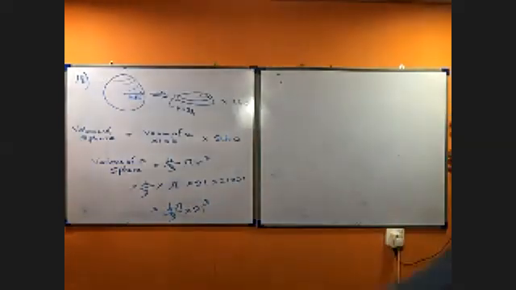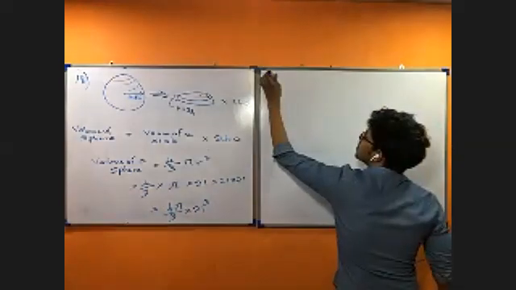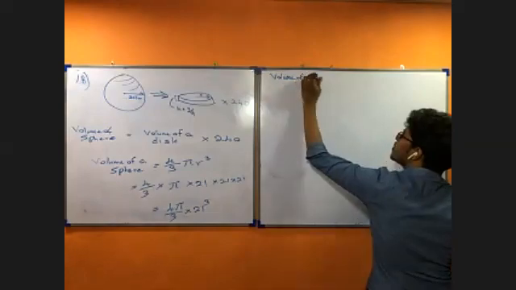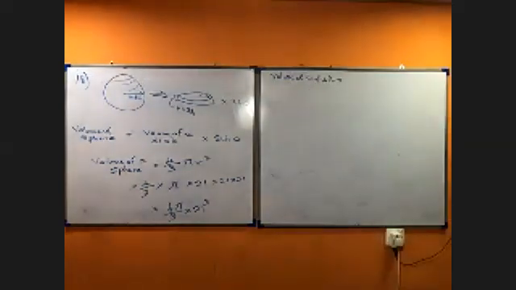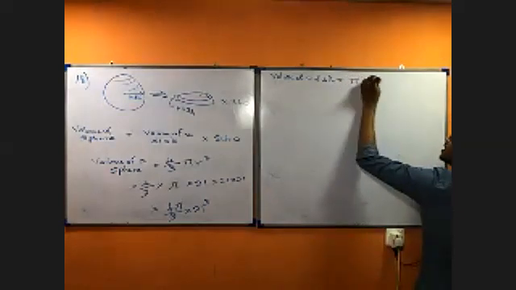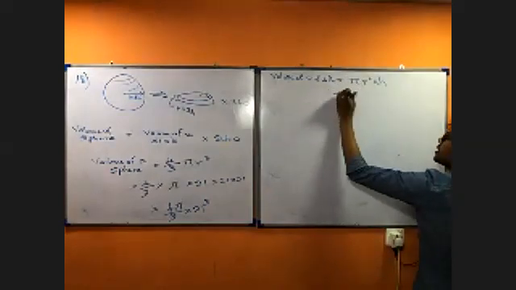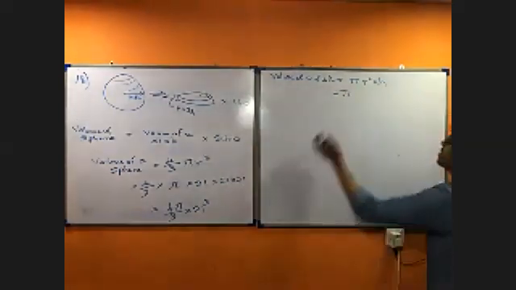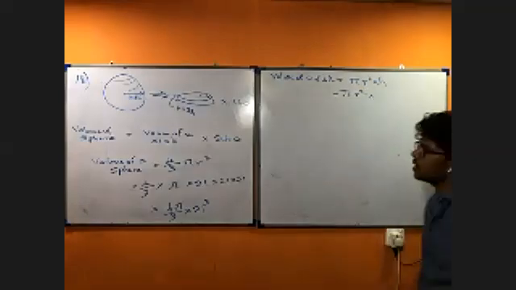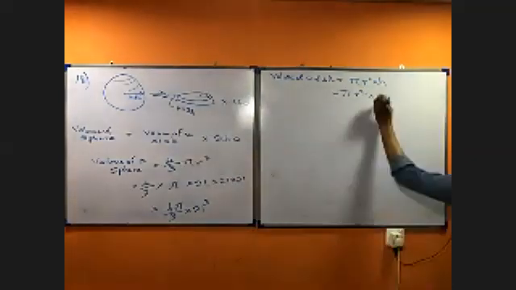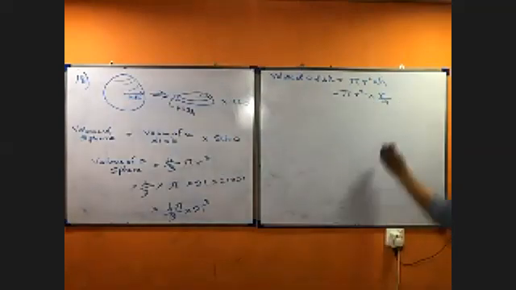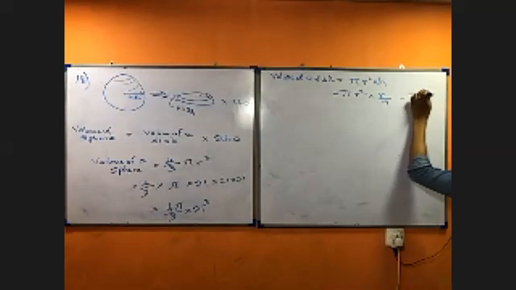Then volume of a disk. Volume of a disk is equal to what? Pi r squared h. Pi into r squared into h. So they have given pi and the radius is r, right? So it won't change. The radius is r squared, and height is going to be r divided by 9. So that is going to be pi r cube divided by 9.